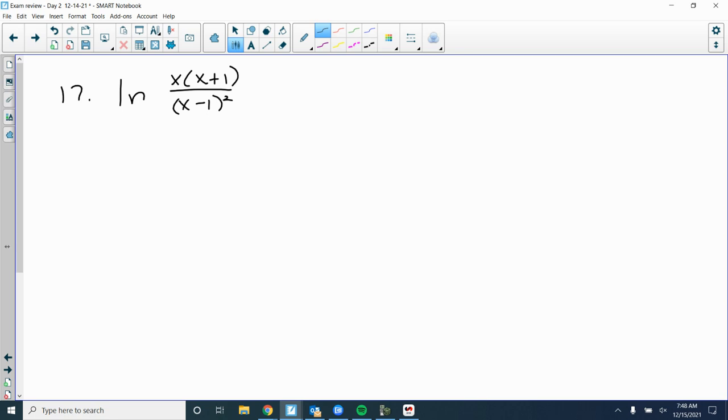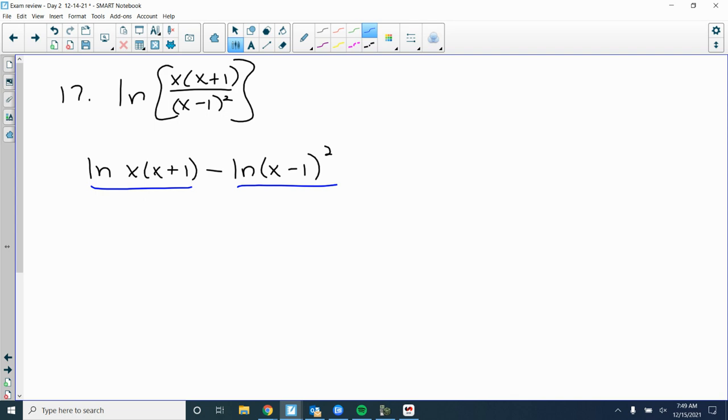So this one here, we got to take a look, and we got a quotient. So it's a division. So anytime you got a quotient, you can write it as a subtraction problem. So you can write that as the natural log of x times x plus 1 minus the natural log of x minus 1 squared. Okay? So that's your first step. So that takes away the quotients. So now you've got to evaluate each piece separately. So now we're 2 pieces.